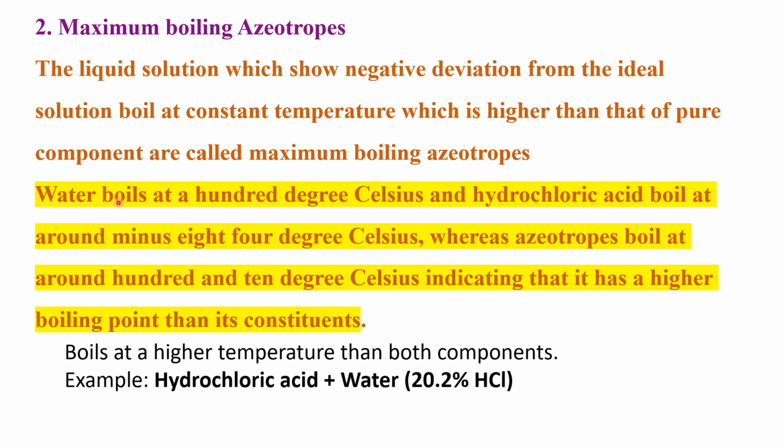For example, water boils at 100 degrees Celsius, hydrochloric acid boils at 84 degrees Celsius, but the azeotropic mixture of water and hydrochloric acid boils at around 110 degrees Celsius. It indicates a boiling point higher than that of the original constituents, water and hydrochloric acid. So it's higher than both components. So hydrochloric acid and water is the best example for a maximum boiling azeotropic mixture.